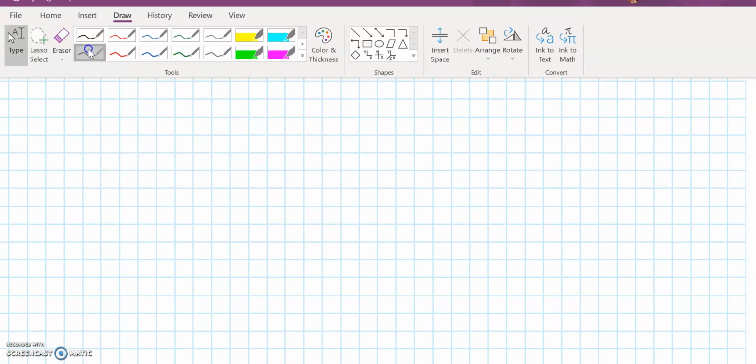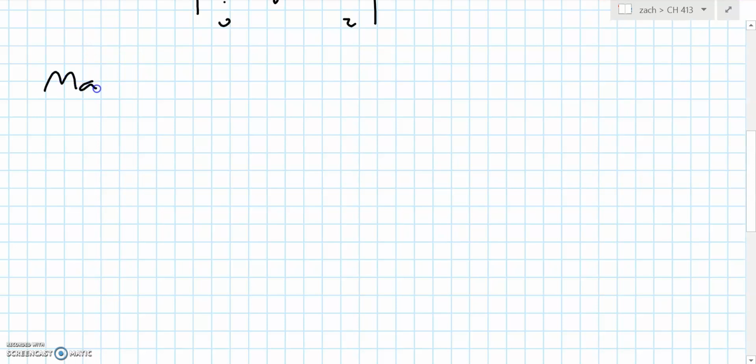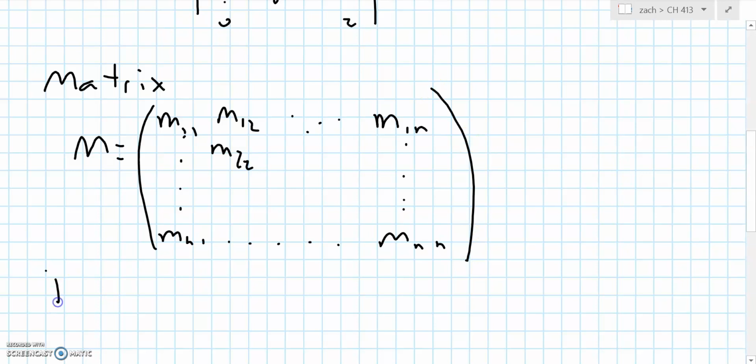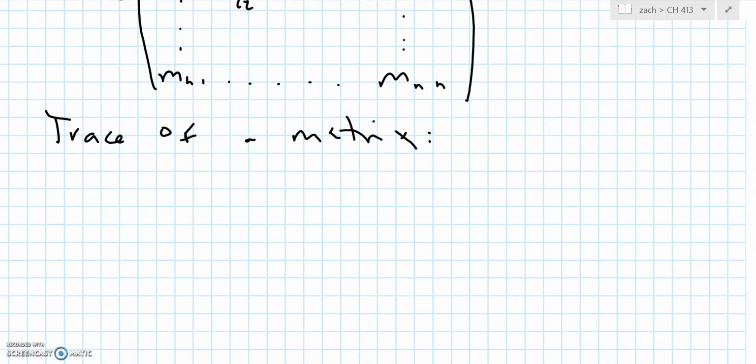So what I want to talk about next is if you have a matrix that looks like M is equal to M11. And remember, it's the row and then the column, so it's going to be M12 all the way over to M1n, down to MNN, and this is going to be down to MN1, all the way over, this is M22, etc. So the trace of a matrix is defined as the sum of the elements on the diagonal.